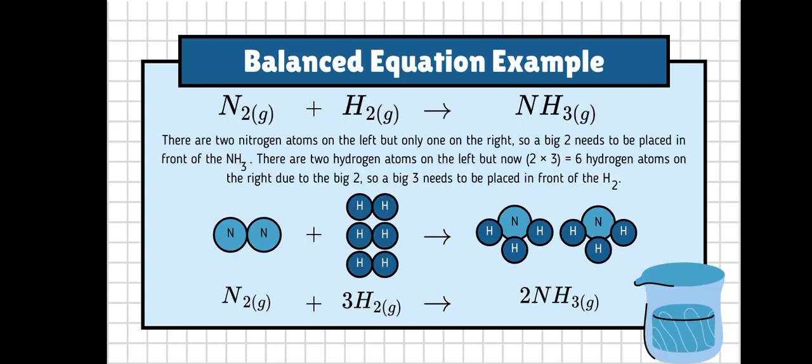Now here are some examples of balanced equations. For example, we have two nitrogen atoms on the left side but one on the right side. So a big 2 needs to be placed in front of NH3. There are two hydrogen atoms on the left, but now 2 multiplied by 3 is 6, so there are 6 hydrogen atoms on the right due to the big number 2. So a big 3 needs to be placed in front of the hydrogen to balance it. So this is how we can balance equations.